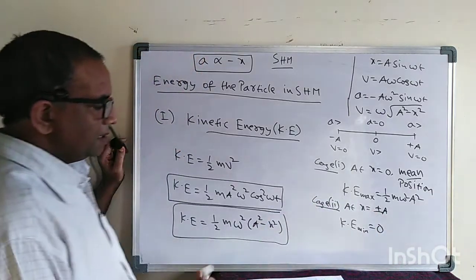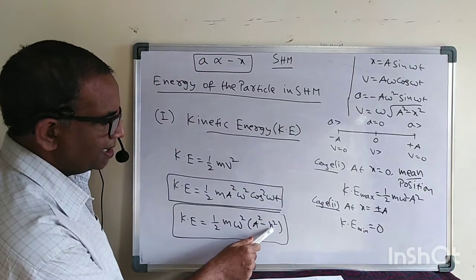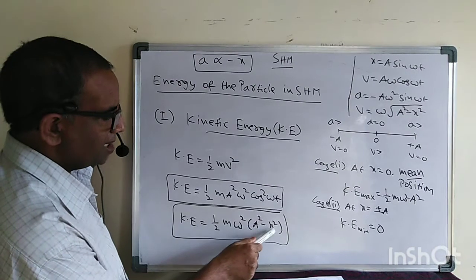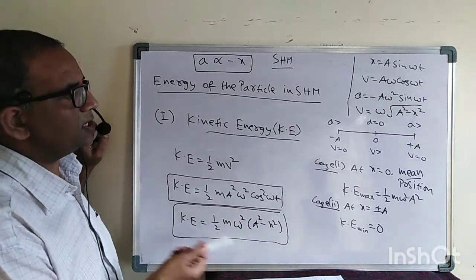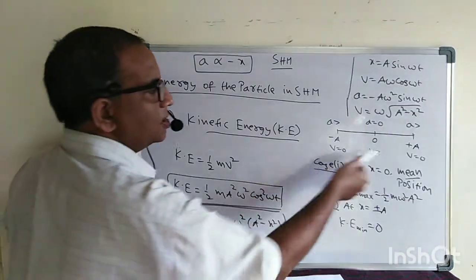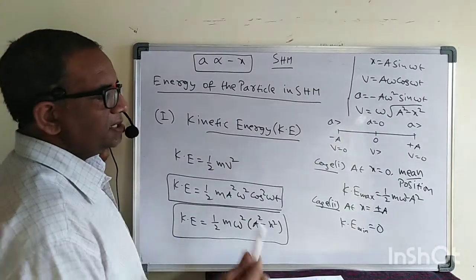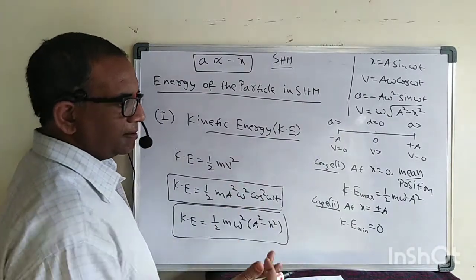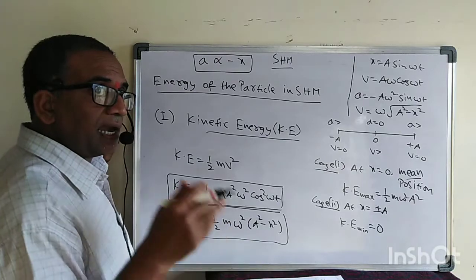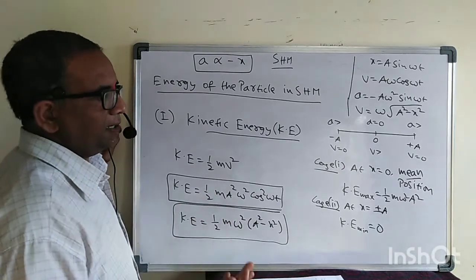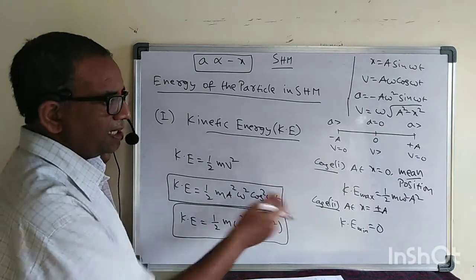Why? See, if x is equal to a, then a square minus a square, so the kinetic energy is 0, and the velocity is also 0. Means here the kinetic energy is varying. And remember, the kinetic energy is also varying sinusoidally. Okay, that we will discuss in the next one.